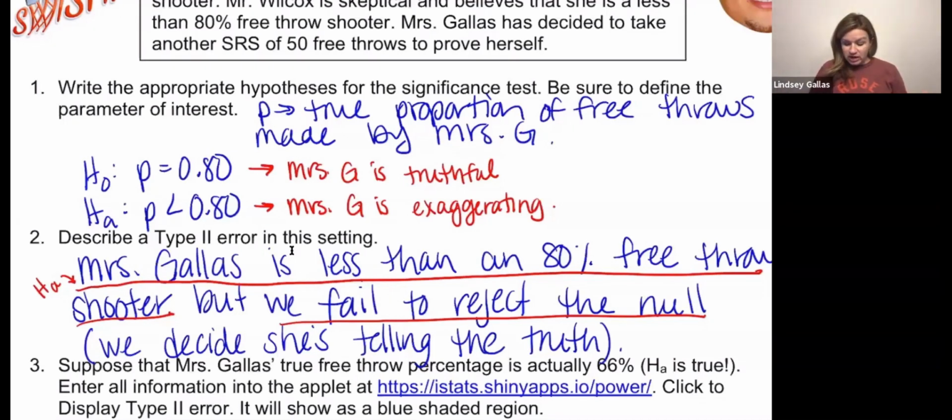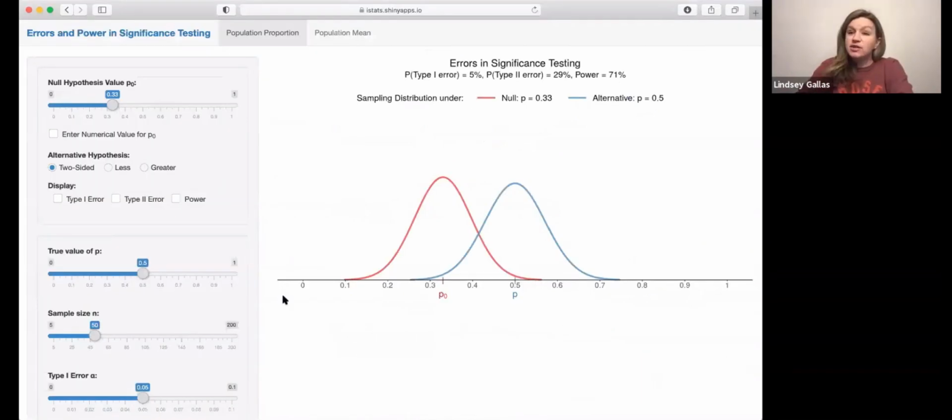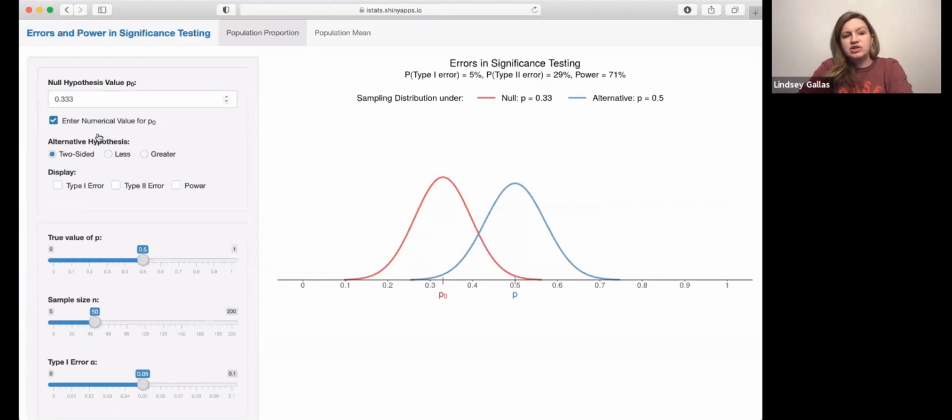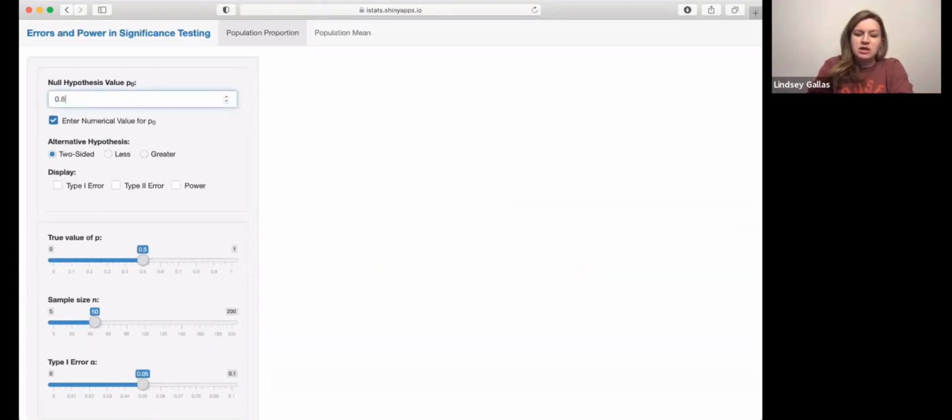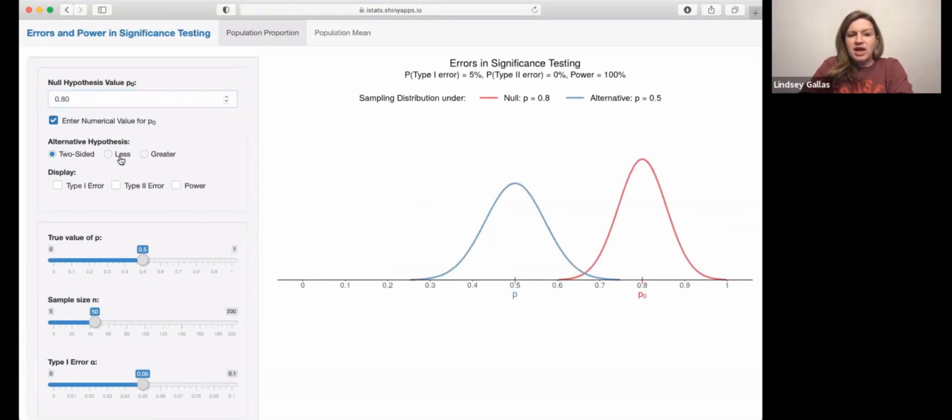So what we're going to do is go to an applet. We're starting here at number 3. It says to assume Mrs. Gallus's free throw percentage is actually 66%, meaning the alternative hypothesis would be true. So I'd like you to go to this applet. The applet looks like this when you get to it. You can click here to enter a numerical value for the null. Remember, the null we said is 0.8, so you can fill that in by typing it. Your alternative hypothesis is less than, and so on.